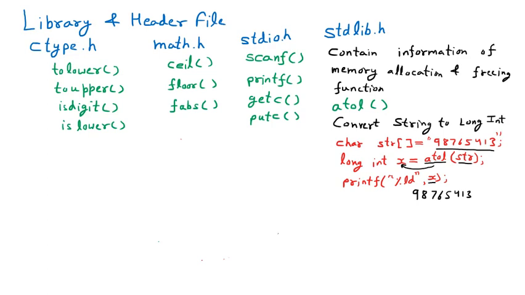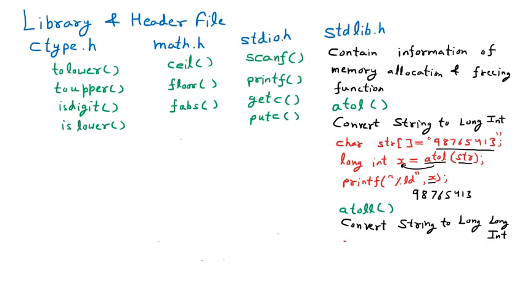Now we are learning the next function, that is a2ll. This function is the same as the previous function, but here we have two l's. Two l's means two times long. So it converts string to long long int. Long long int means if the size of the integer is very large, then we need the long long int.